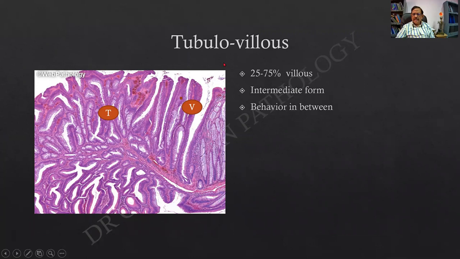Tubulovillous. Earlier we had seen tubule, well punched out glands, but in this I am finding that there are some glands which we can still call as tubular, but then there are multiple finger-like projections which are the villi. So it is a tubulovillous adenoma. Generally the criteria is 25 to 75% should be villous, and it is an intermediate form. The behavior is in between a tubular adenoma and a villous adenoma.